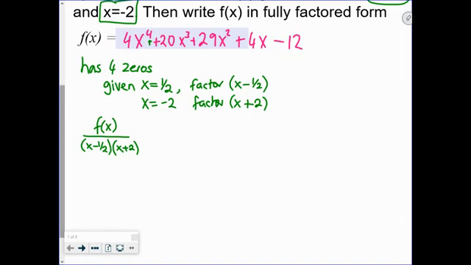Now, I have a choice. I'm going to choose to divide by this one first, just because the other one's a fraction, and I'm thinking, ooh, I don't want to do that. So the first thing I'm going to do is use synthetic division, so I'm just going to use the 0 there. Write down these coefficients: 4, 20, 29, 4, and minus 12.